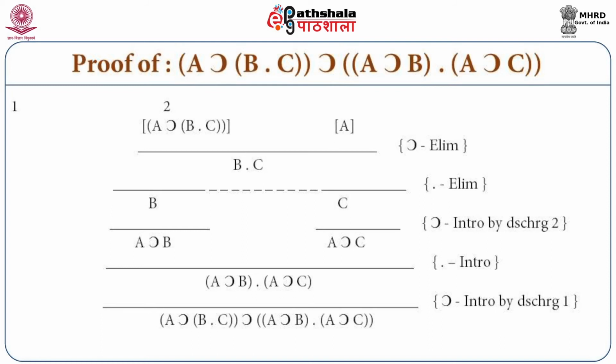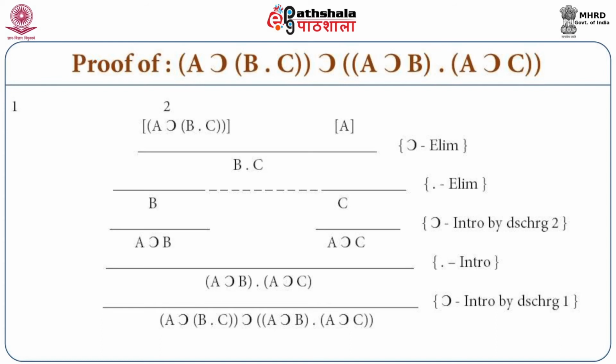Now, if we have these two sentences, A implies B and A implies C, then we can introduce conjunction and join these two sentences, which is what we have seen here: A implies B and A implies C. Given these two sentences, now we can look at our first assumption, which is A implies B conjunction C. So, by introduction of implication, we can infer the implication: A implies B and C, whole thing implies A implies B and A implies C, which we have derived from the earlier step.